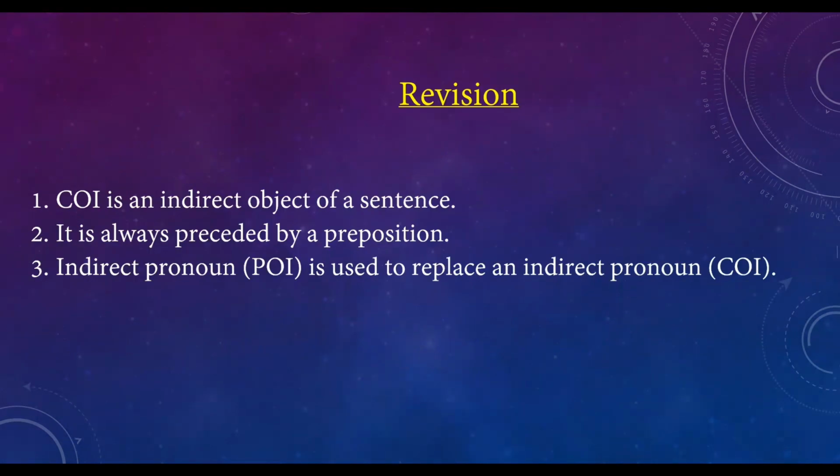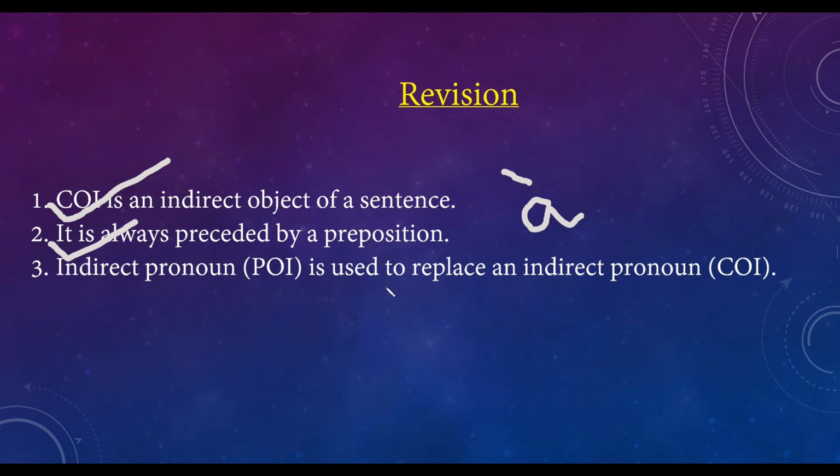On continue. So what did we learn in this revision, in this chapter? We did what is COI. Now COI is an indirect object of a sentence. It is always preceded by a preposition. What is the preposition here? It is à. Now à le becomes au, à la stays, and if it is plural, it becomes aux.